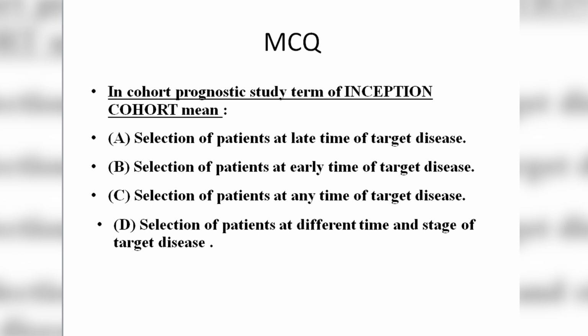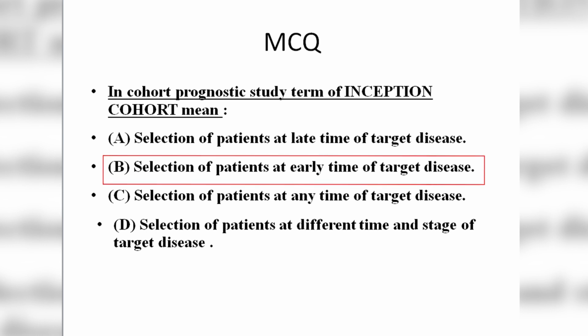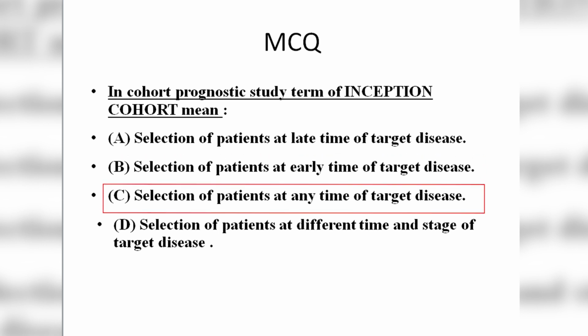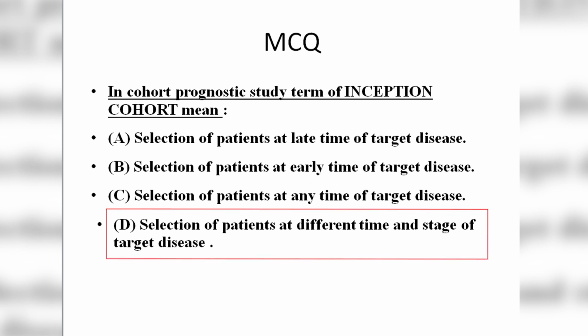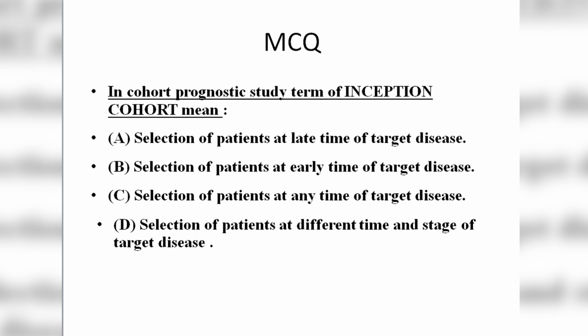By the end of this lecture, I will ask MCQs about the prognostic paper in the cohort prognostic study. What does the time of inception cohort mean? Selection of patients at a late time of the target disease, selection of patients at an early time of the target disease, selection of patients at any time of the target disease, or selection of patients at different times and stages of disease? The answer is selection of patients at an early time of the target disease.